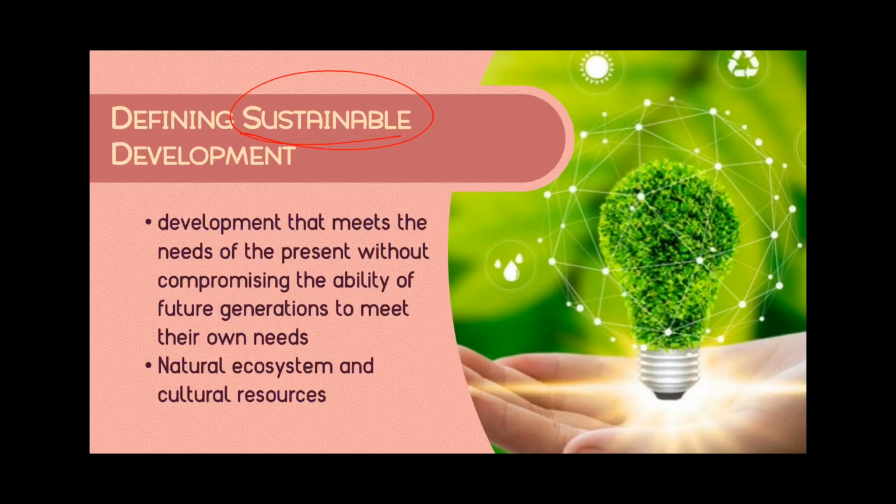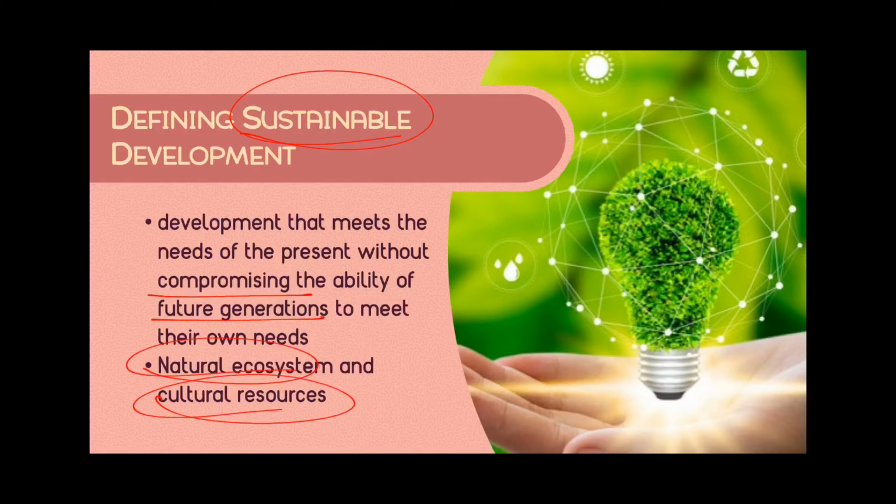Formally, it's defined as development that meets the needs of the present without compromising the ability of future generations to meet their own needs. In short, conserving resources, taking care of the environment, making sure that the population level is at its optimum level, and also good health. These are some indicators of what makes a development sustainable. A big chunk of the strategies that go into sustainable development in communities and societies are in the area of natural ecosystems and cultural resources.